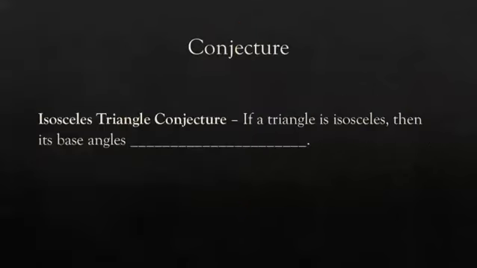So our conjecture is, in an isosceles triangle, if a triangle is isosceles, then its base angles are congruent. You should have proven that to yourself as you drew triangles, and you could also see that in the video. So if a triangle is isosceles, its base angles are congruent.